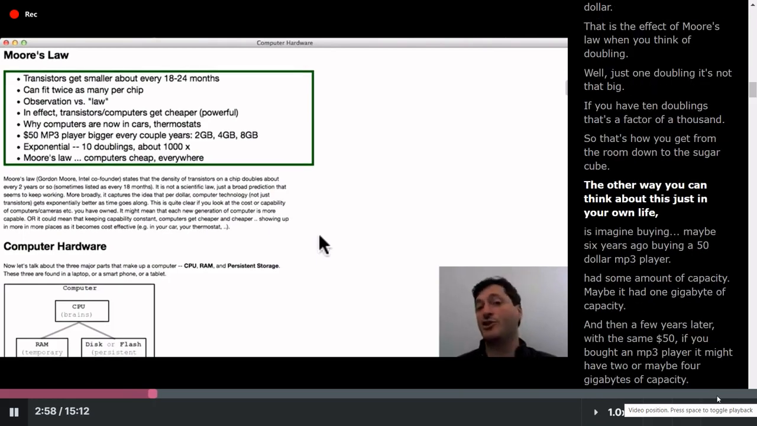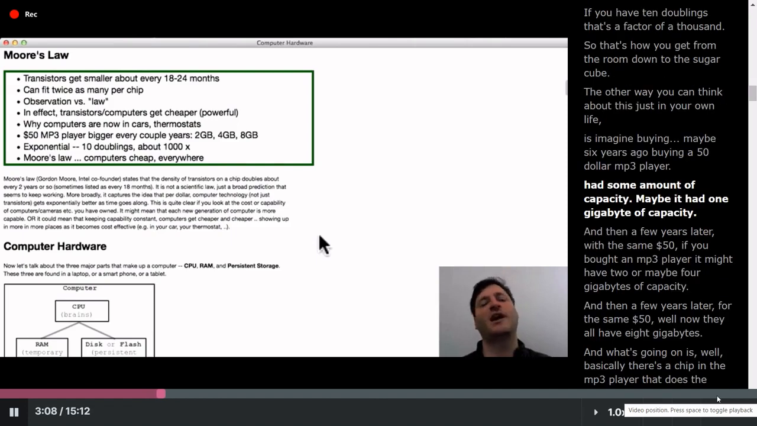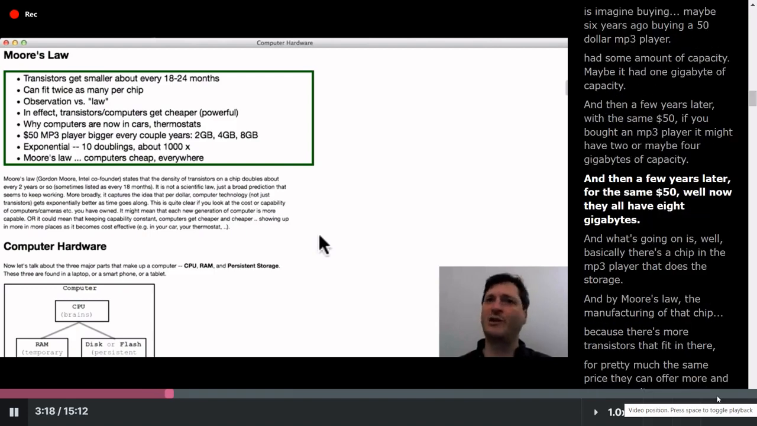The other way you can think about this just in your own life is imagine buying, maybe 6 years ago, a $50 MP3 player, and it had some amount of capacity. Maybe it had 1 gigabyte of capacity. And then a few years later, with the same $50, if you bought an MP3 player, it might have 2 or maybe 4 gigabytes of capacity. And then a few years later, for the same $50, well, now they all have 8 gigabytes.